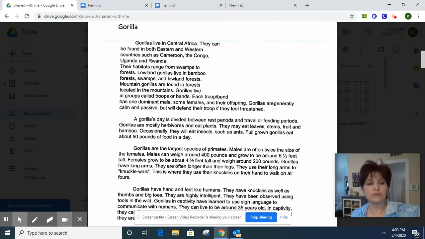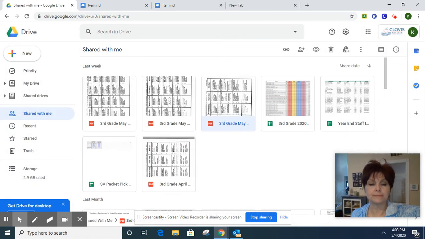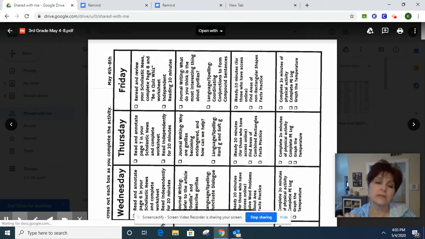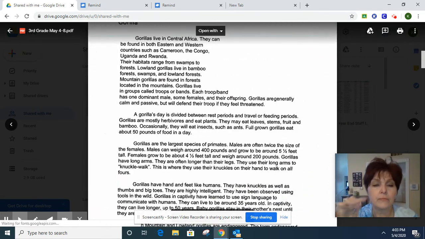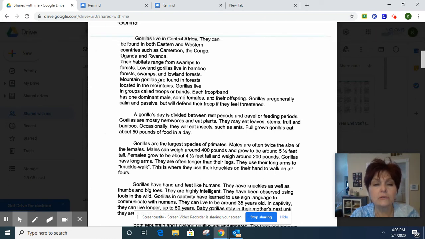Mountain gorillas are found in forests. Let me get that back up. Just trying to touch on it and let me find my article. Okay, I'm going to go back to here. So mountain gorillas are found in forests located in the mountains. Gorillas live in groups called troops or bands. Each troop or band has one dominant male, some females, and their offspring, so their children. Gorillas are generally calm and passive, but will defend their troop if they feel threatened.